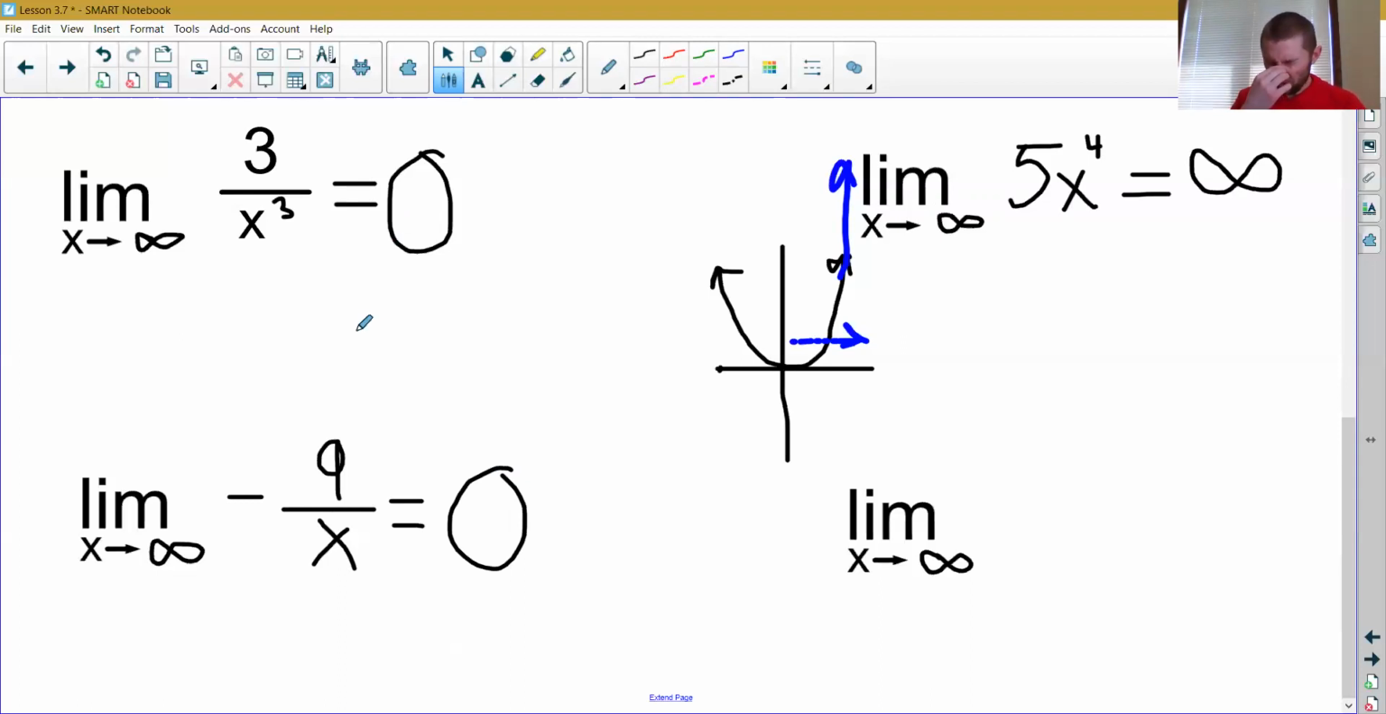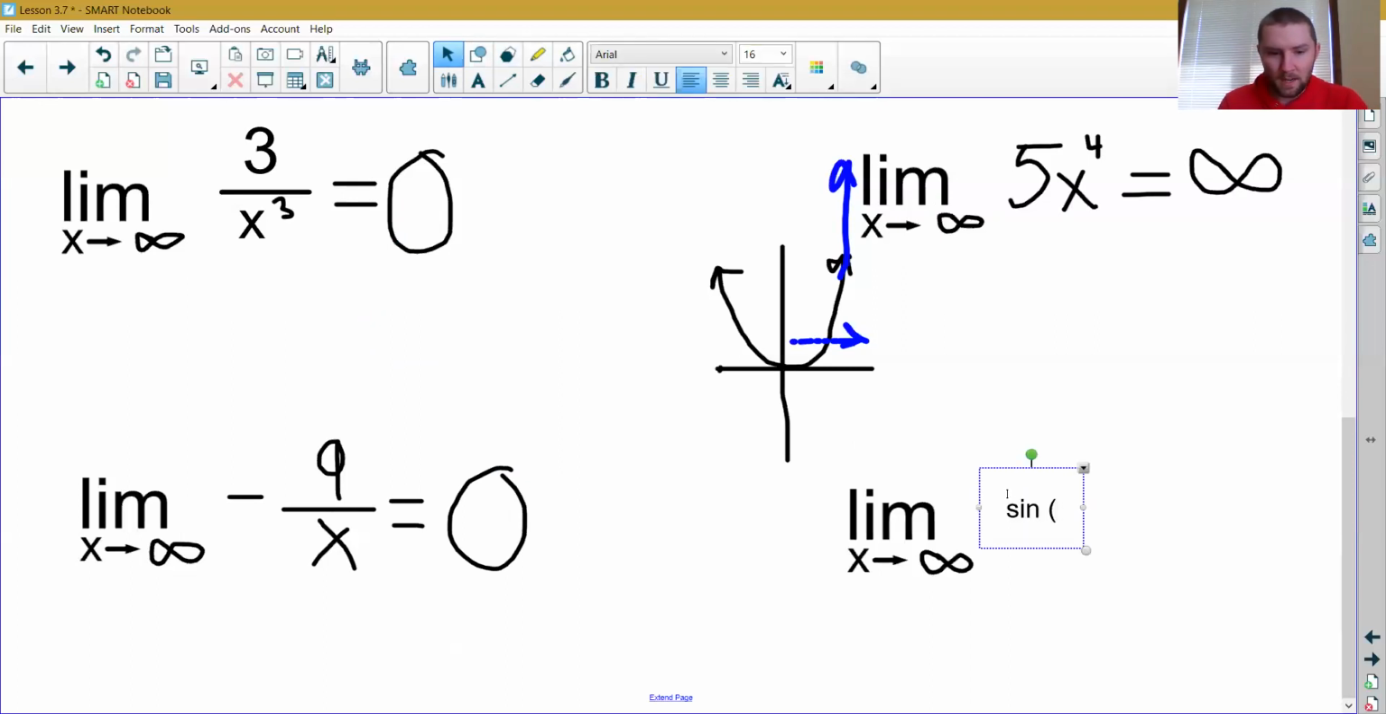When you have a function where you have a number over something with an x, as x goes to infinity, that function is going to go to zero. All right, now letter D. The interesting one for us is letter D, okay? Letter D says the limit as x approaches infinity of sine of x.